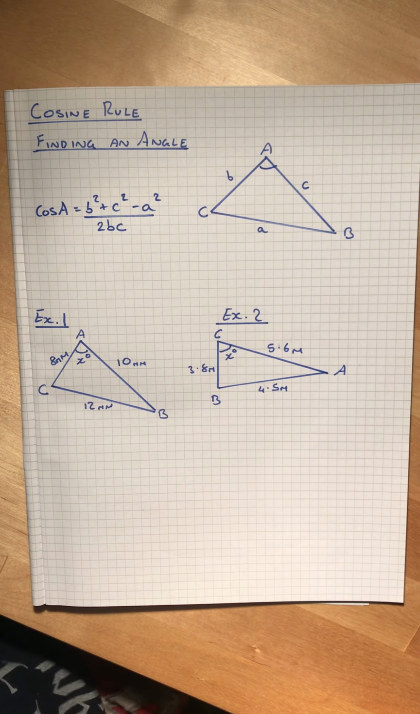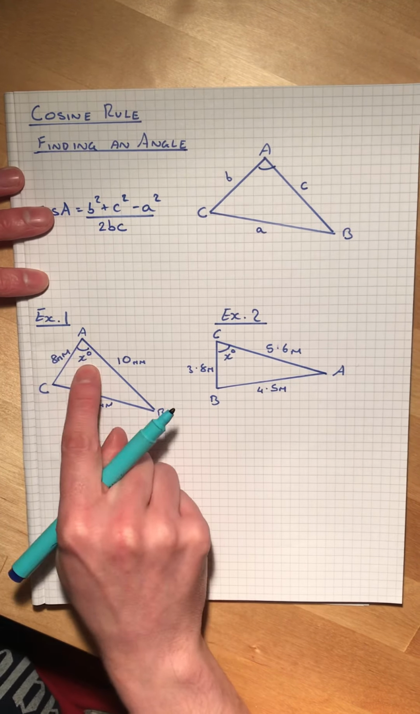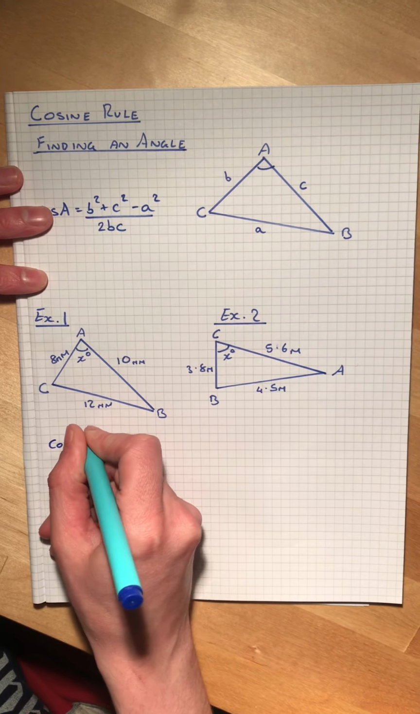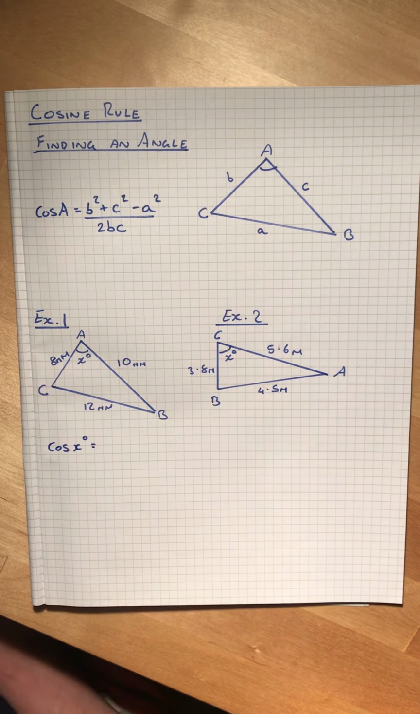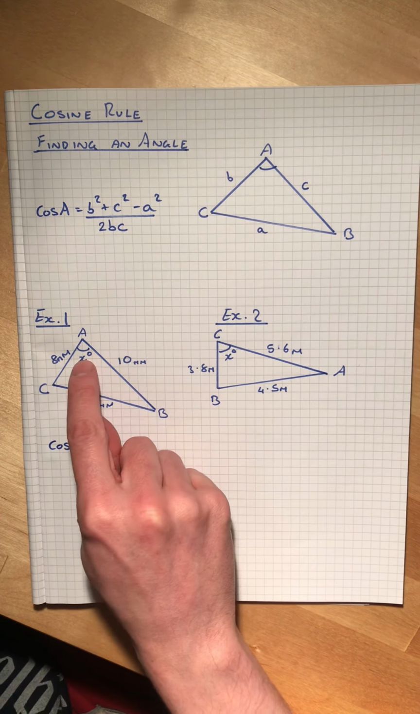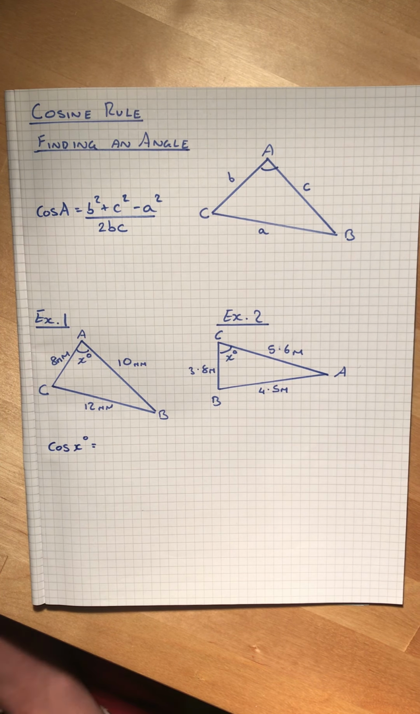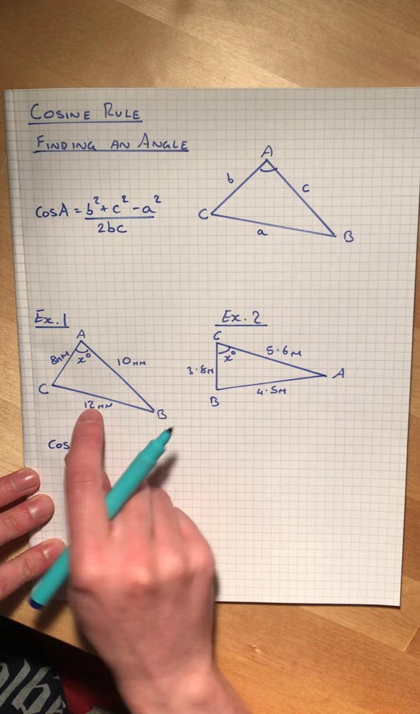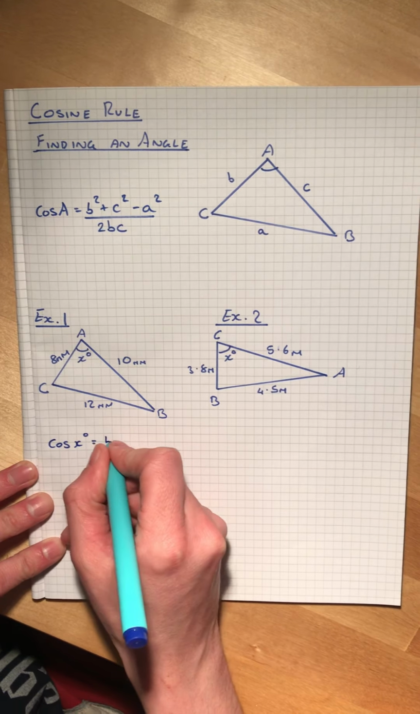So we're trying to find this angle, cos x in example 1. We've got all three sides, so we can use cosine rule. Then we look and find that the 12 millimeters is the side opposite it. So the other two are going to be adding and then taking away the 12. So it becomes, well, if we write the formula out first.